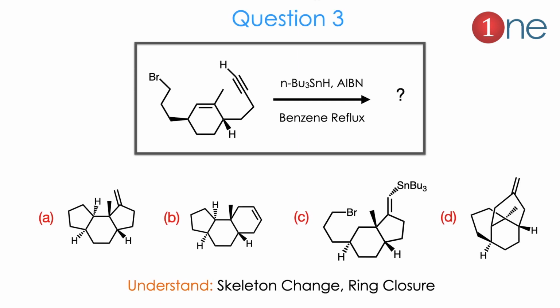Then question number 3. The starting material has many functional groups: bromine, a double bond and a triple bond. They give the reagents tributyltin hydride and AIBN in benzene under reflux. The choices are given with 6-membered and 5-membered rings, and in some cases cross-ring formation is also there. Here you have to understand that skeletal changes definitely occur and ring closure also occurs in the same way.